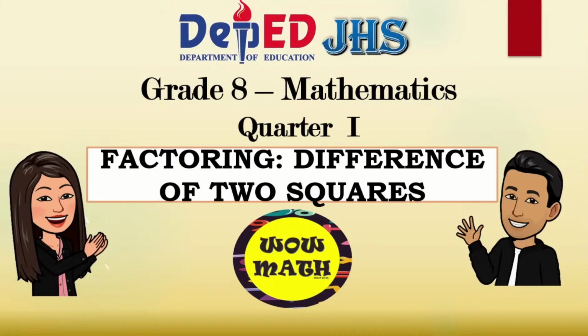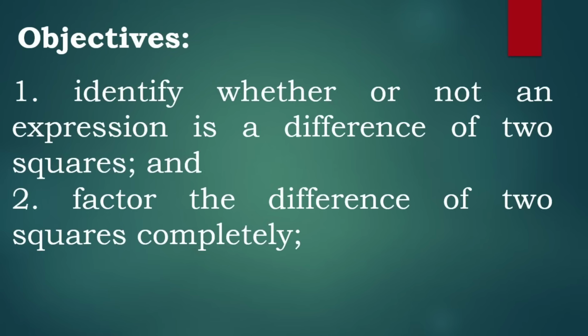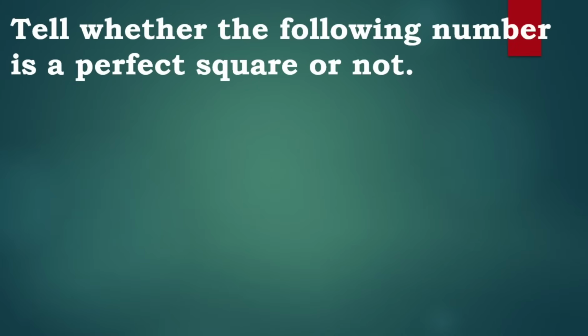Mga kaibigan, in this video, we will identify whether or not an expression is a difference of two squares, and we will factor the difference of two squares completely. So first, let us tell whether the following number is a perfect square or not. Identify muna natin kung itong mga numbers ba na to ay perfect square. Ano nga ba pag sinabing perfect square? Ito yung mga product ng mga number na minultiply mo by itself.